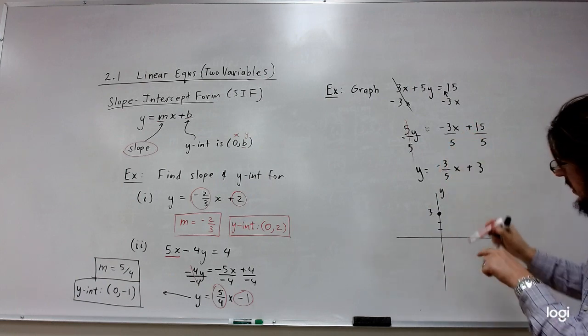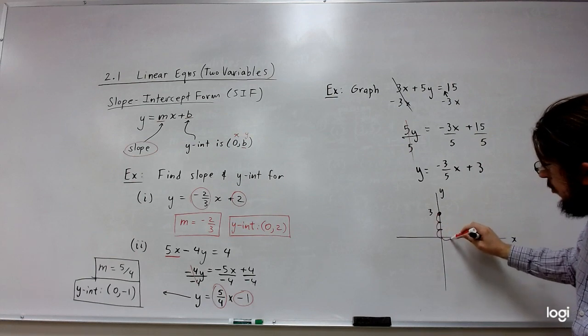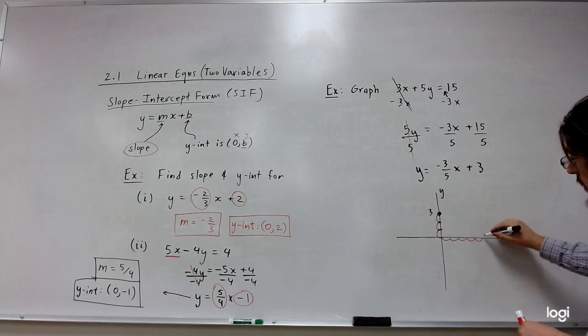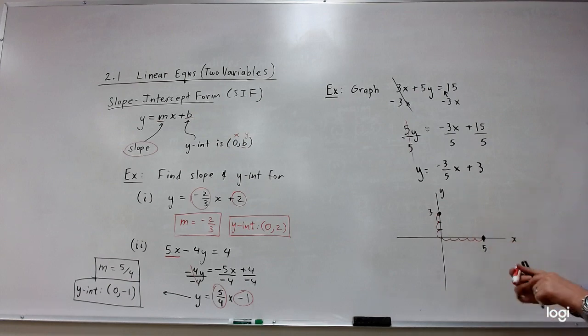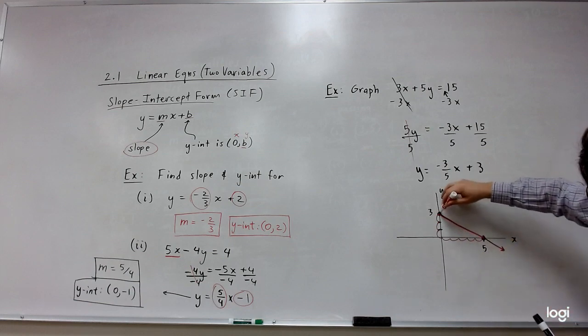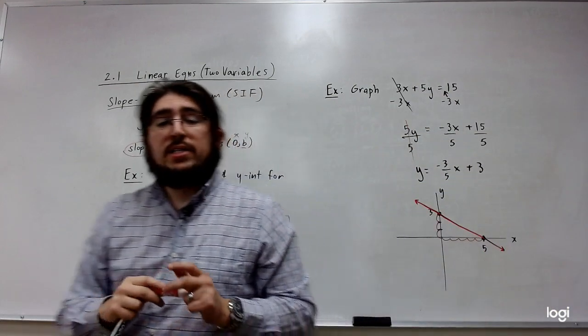So we're going to go down 3 units, 1, 2, 3 from this point, and then over 5. You always go over from left to right. 5 units. So we land over here at 5, 0. Plot these 2 points, connect them with a nice straight line. Perfect. And that is the graph of that equation.